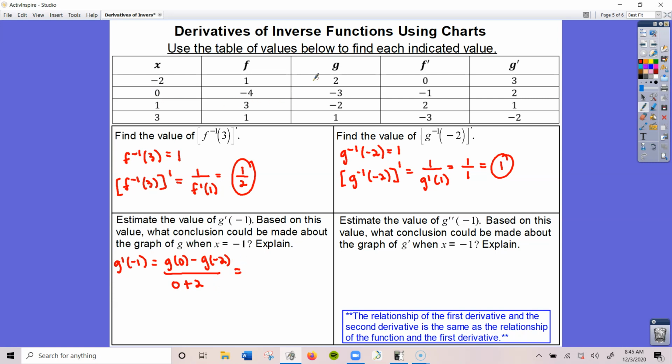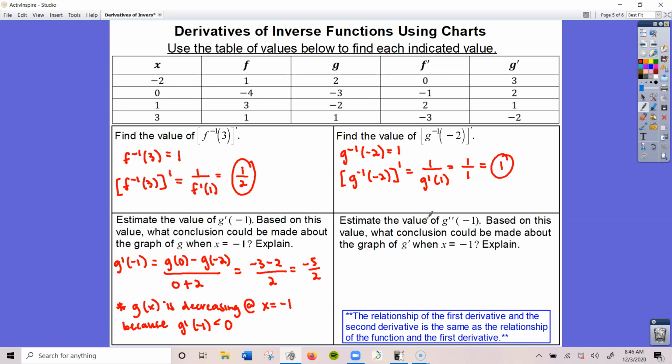g of 0 is negative 3, and g of negative 2 is 2 over 2. And I get negative 5 over 2. Based on this value, what conclusion can be made? We would say that g of x is decreasing at x is equal to negative 1 because g prime of negative 1 is less than 0.